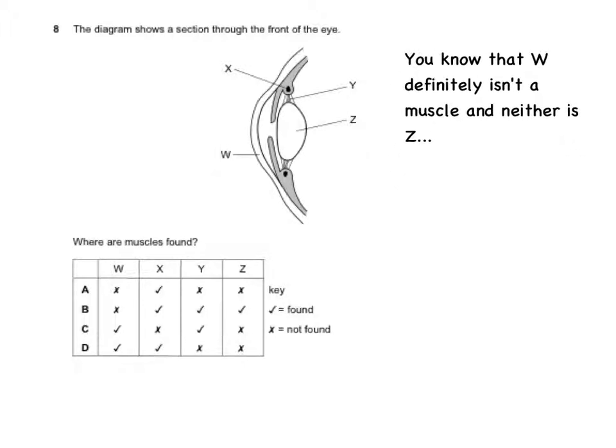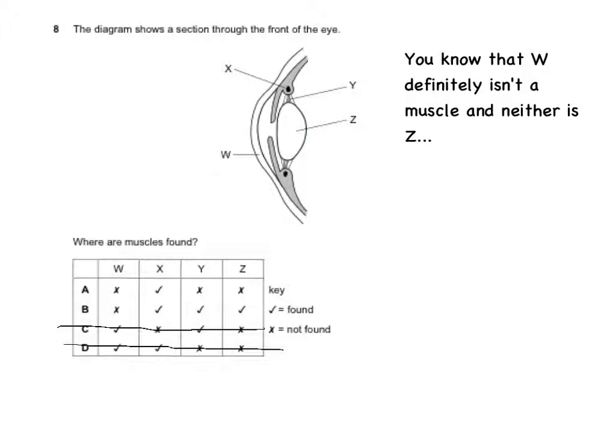Now we know just by looking at this that W, this region here, is definitely not a muscle. So we can look at this table and we can say, where are muscles found? Well, we know that C cannot be right because W is not a muscle, and D cannot be right because W isn't a muscle. Now I look at the rest of it, I think that X might be a muscle and Y might be a muscle, but I can't completely remember. But I'm certain that Z isn't a muscle because Z is the lens.